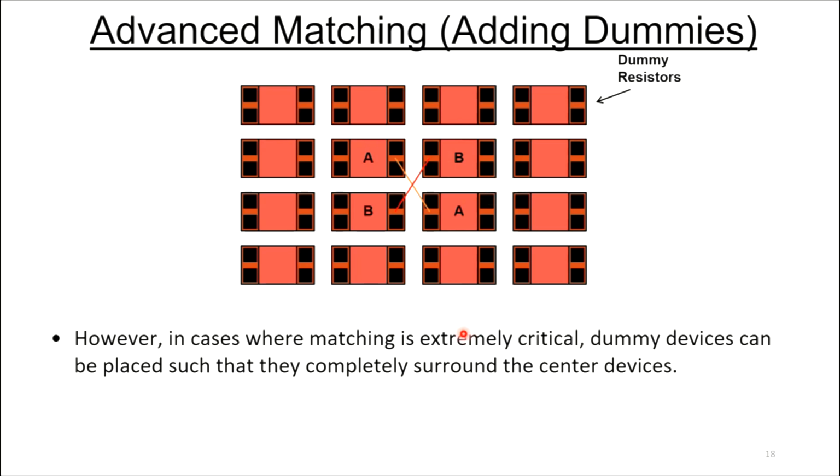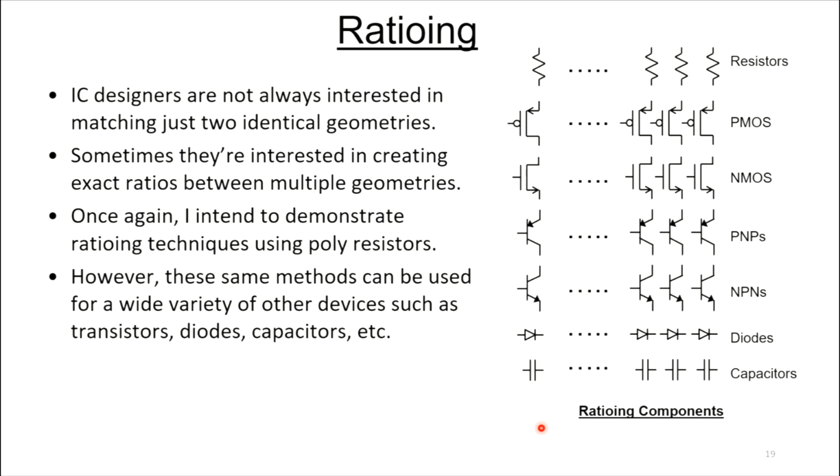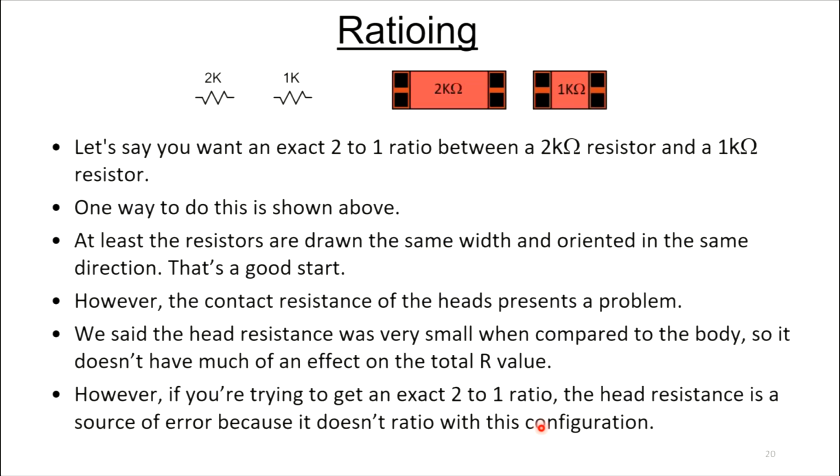Pointing at Jonathan there. So IC designers, we're not always interested in matching two identical geometries. Sometimes we're interested in creating exact ratios between multiple geometries. And once again, I intend to demonstrate ratioing techniques using polysilicon resistors. However, these same methods can be used for a wide variety of other devices: transistors, diodes, capacitors, etc.